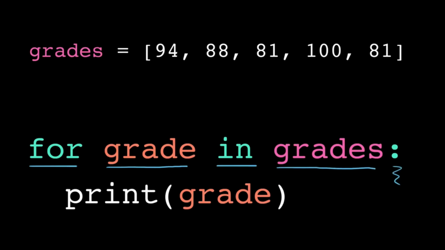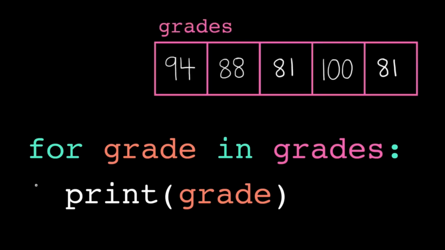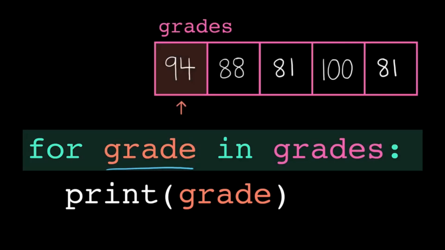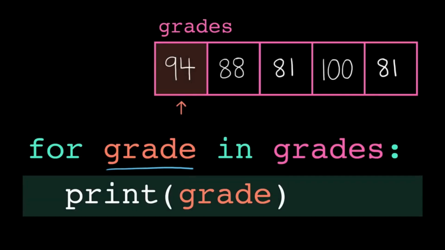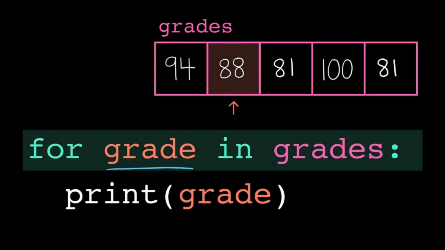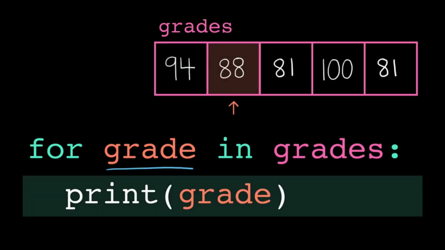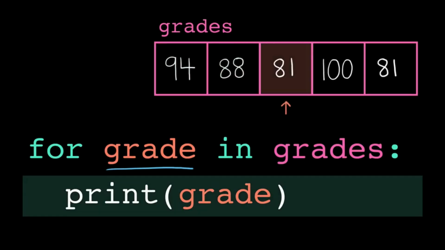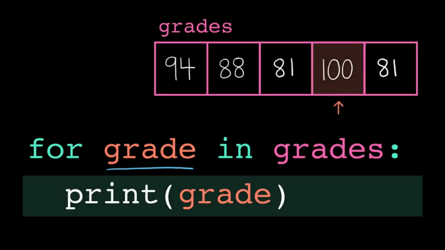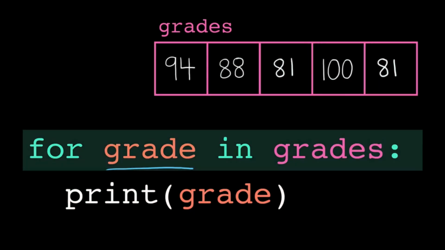We call this iterating by element versus iterating by index like we did before, because here we're not using the index directly. The for each loop automatically updates the loop variable to contain the next element in the list on each iteration. So on the first iteration, the loop variable grade will contain the element at index 0. On the second iteration, grade will contain the element at index 1, and so on until it reaches the end of the list, where it automatically terminates the loop.